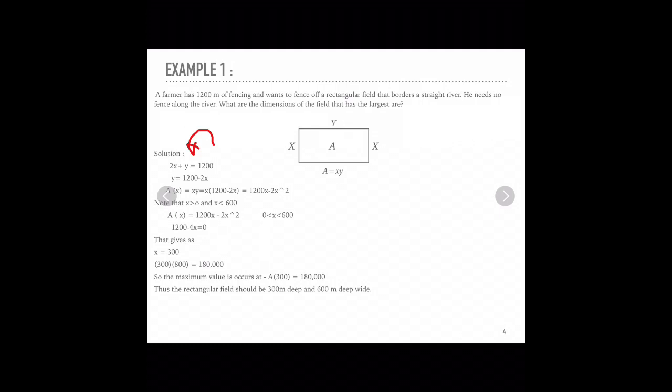So, i-simplify naman natin si 2x squared. So, 1,200 minus 4x na siya. So, magiging 1,200 divided by 4, equals to 300. So, yung 600 galing siya sa 1,200 divided by 2. So, that gives 300 times 600, hindi po 800, mali po lang na type.